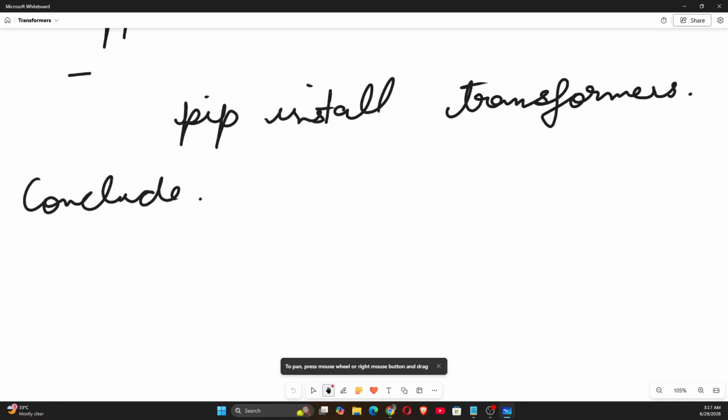So this was it. To conclude, today we learned how transformers changed artificial intelligence forever. We covered the motivation behind them, attention and self-attention, query key value, multi-head attention, positional encoding, encoder and decoder architecture, popular models like BERT and GPT, and finally how to use the Hugging Face Transformers library in Python.